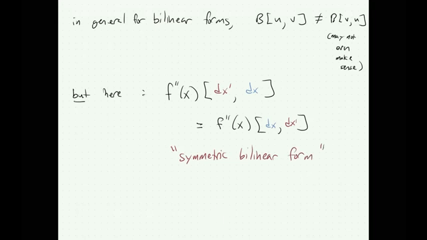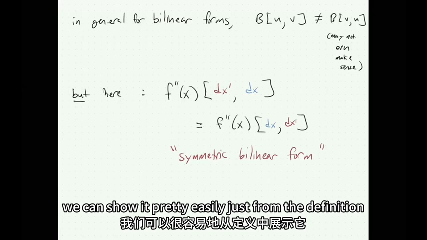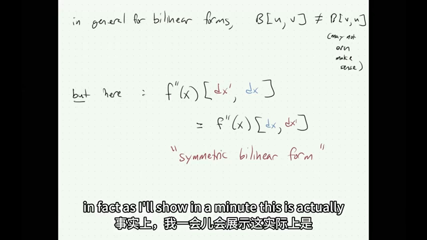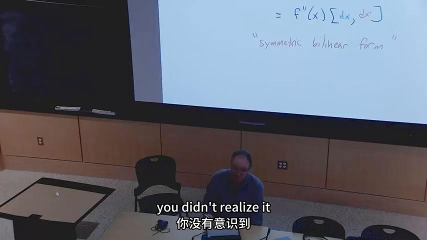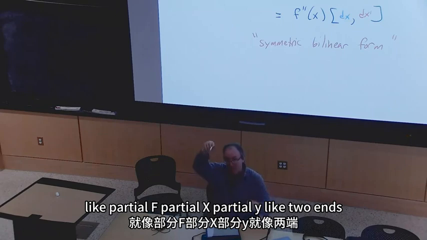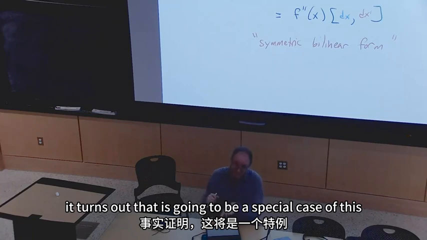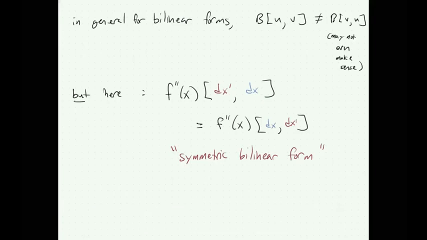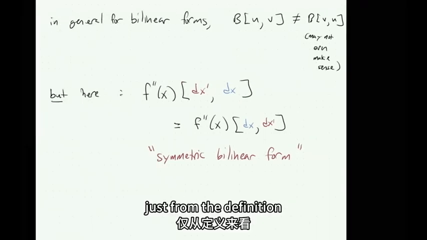And we can show it pretty easily just from the definition. In fact, as I'll show in a minute, you've seen this kind of thing before, you didn't realize it. You learned in 18.02, multivariable calculus, that when I take a partial derivative, like partial f, partial x, partial y, I can swap them, it doesn't matter. And it turns out that is going to be a special case of this. But let me show it in general, just from the definition. So why is this symmetric?